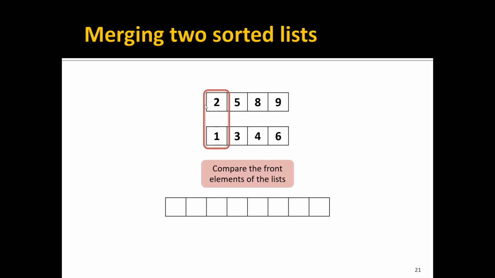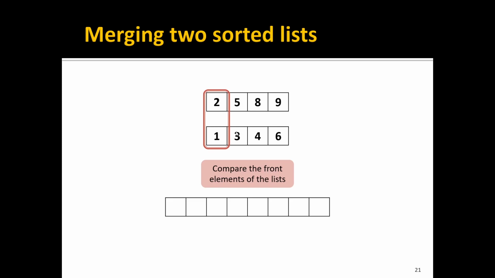So we have two sorted lists, so 2, 5, 8, 9, so it's increasing order, and 1, 3, 4, 6, also increasing order. Now we want to get them into one sorted list that has all of the elements, but notice we can't just take one and then the other, because 1 comes before 2, but 3 comes after 2, so we can't just take all of these and then all of those. We have to figure out what order to take from either list.